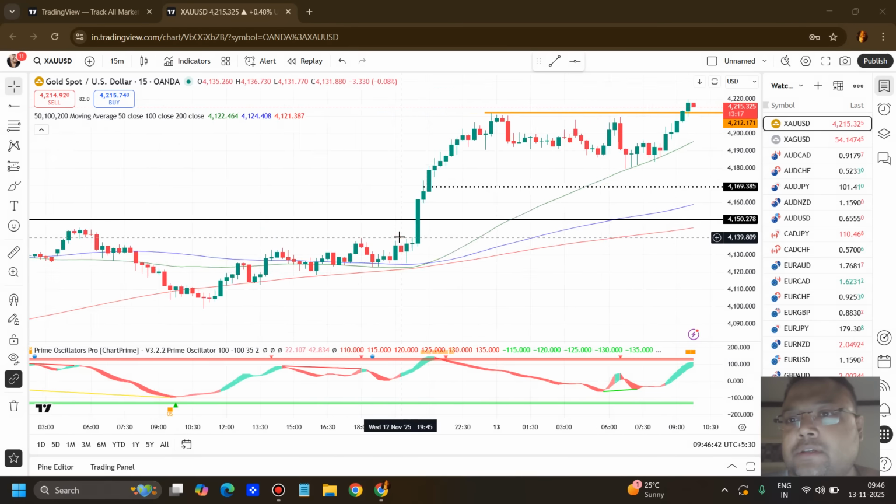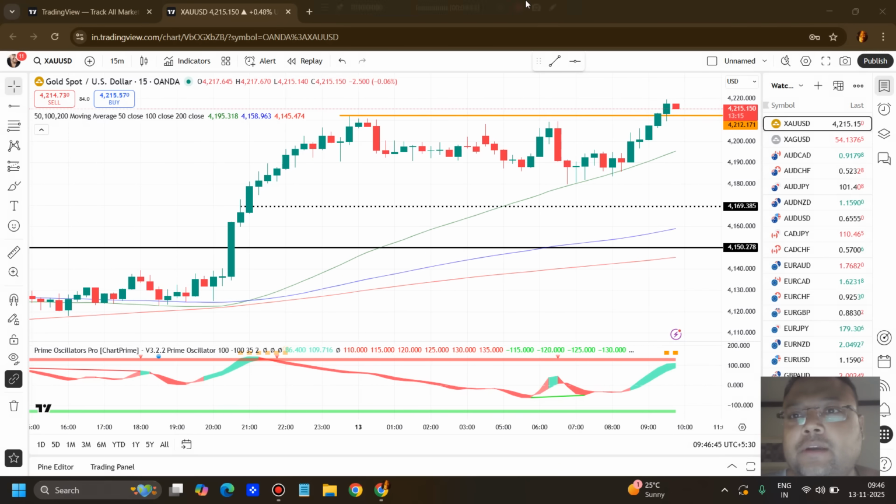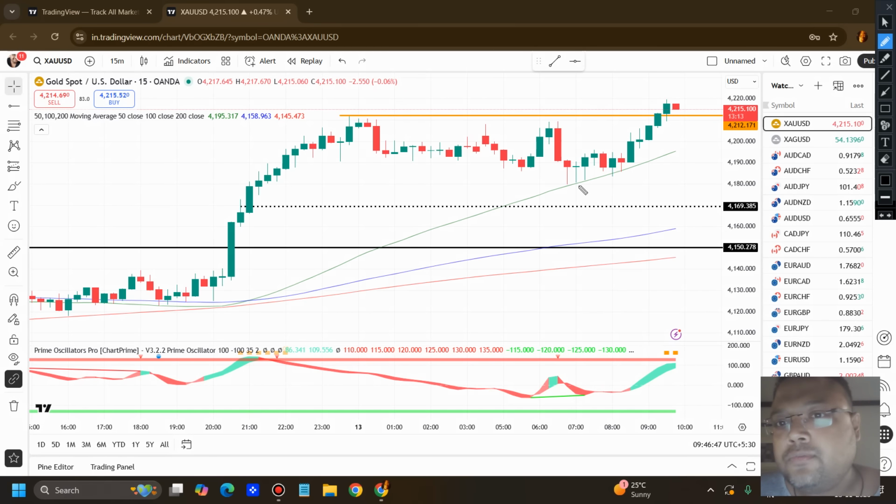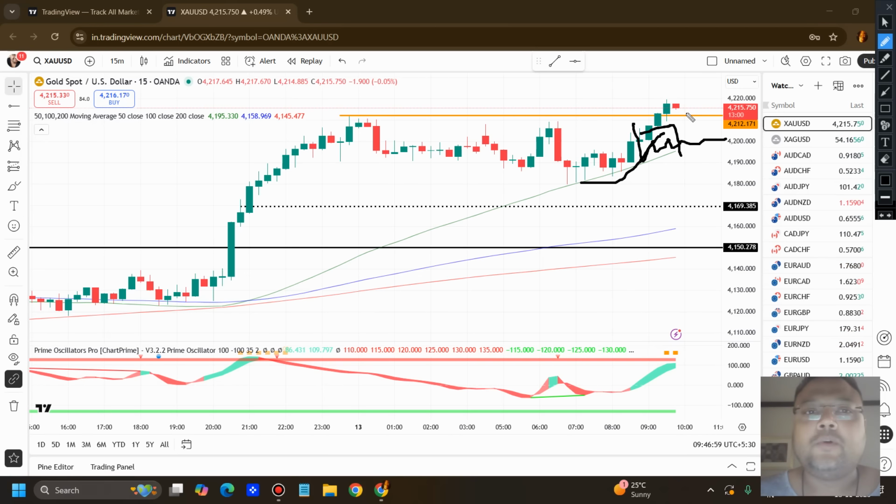But here if you observe the movement carefully, you can see the move started from here. There was not much proper consolidation here. So this breakout may not sustain. Later on when this level becomes the new support, you can try to enter there as well.